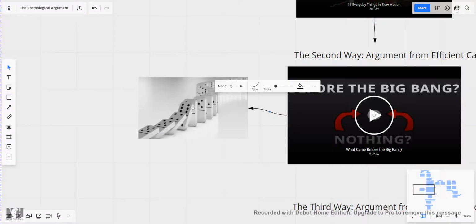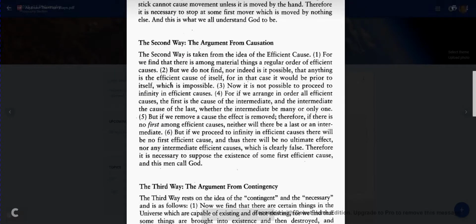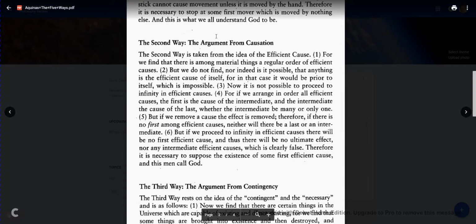So continuing on, but we do not find, nor indeed is it possible, that anything is the efficient cause of itself. We would agree. So a billiard ball can't make itself move. The domino can't make itself move unless someone makes it move. For in that case, it would be prior to itself, which is impossible. So, in other words, you have to go back in time and make yourself move in order to move yourself, and he's saying that's not possible.